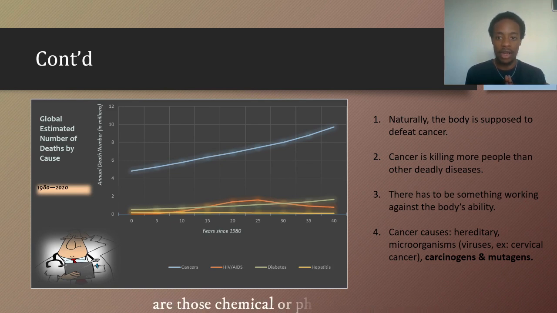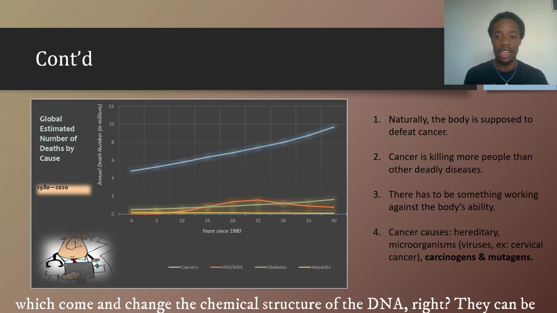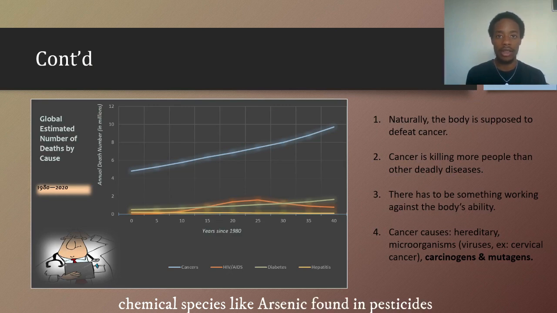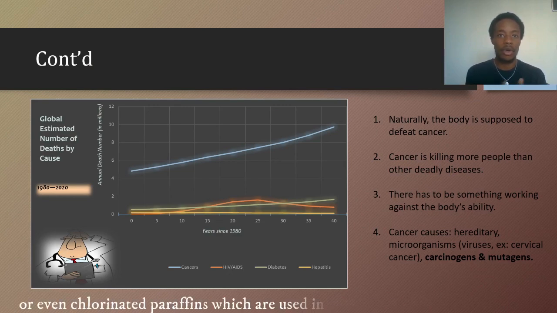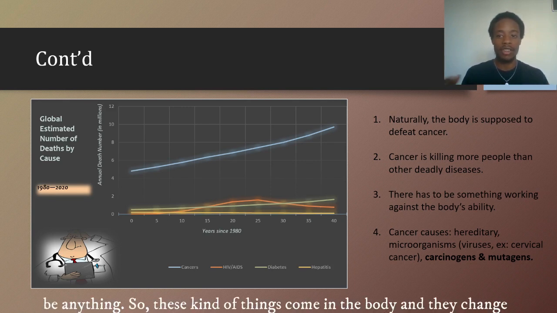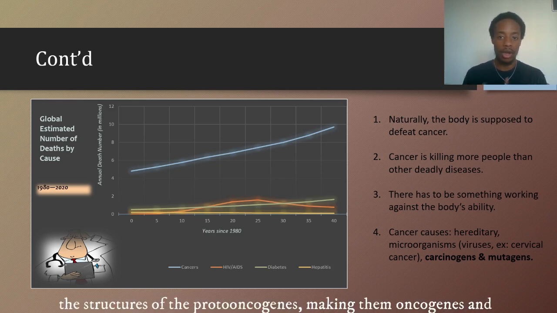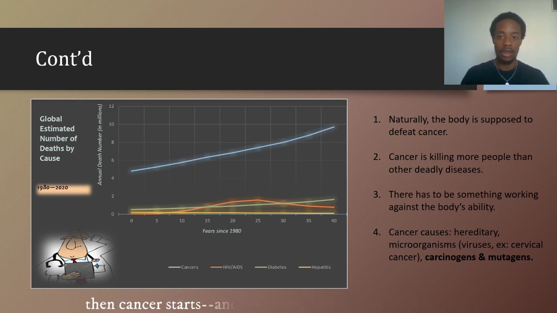Carcinogens and mutagens are those chemical or physical species which come and change the chemical structure of the DNA, right? They can be ionizing radiations like gamma and X-rays. They can be chemical species like arsenic found in pesticides, or even chlorinated paraffins, which are used in plastics manufacture. They can be anything. So these kinds of things come into the body and change the structure of the DNA, and by doing so change the structures of the proto-oncogenes, making them oncogenes, and then cancer starts.